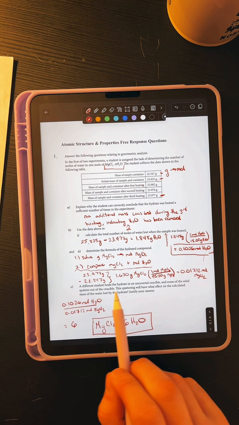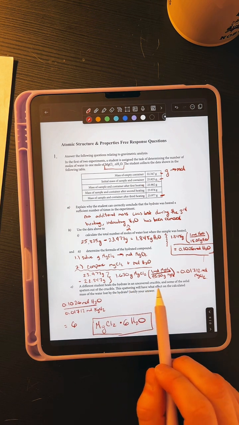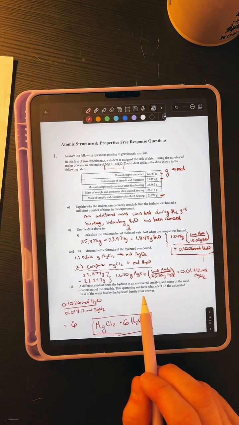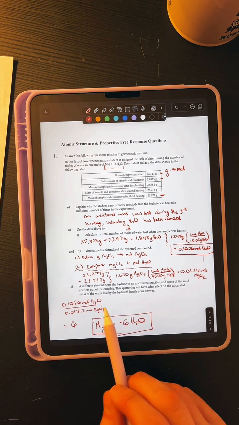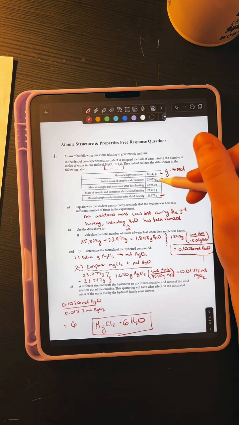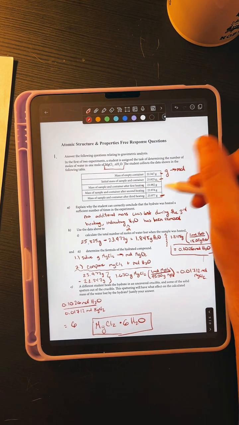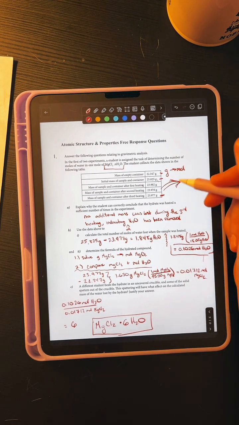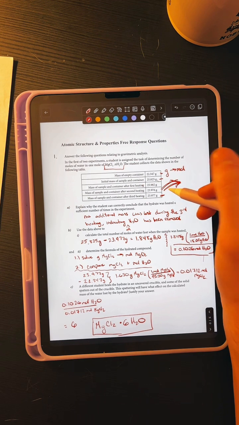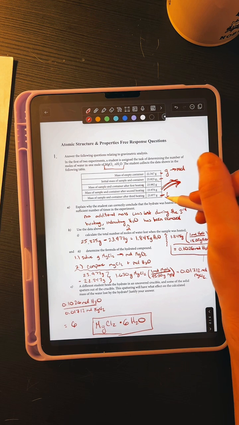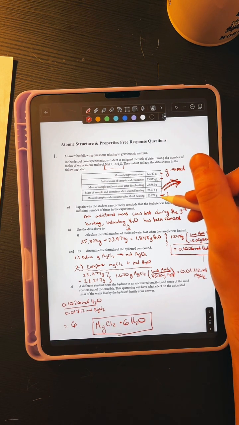A different student heats the hydrates in an uncovered crucible and some of the solid spatters out of the crucible. The spattering will have what effect on the calculated mass of water? So what we're really saying is, as we're heating it up, some of the sample is being removed. It's sort of spattering out. Now, because it's spattering out, our final weight is going to be lower than what we calculated.